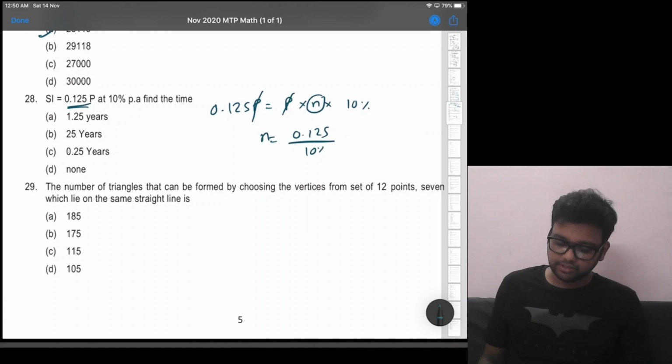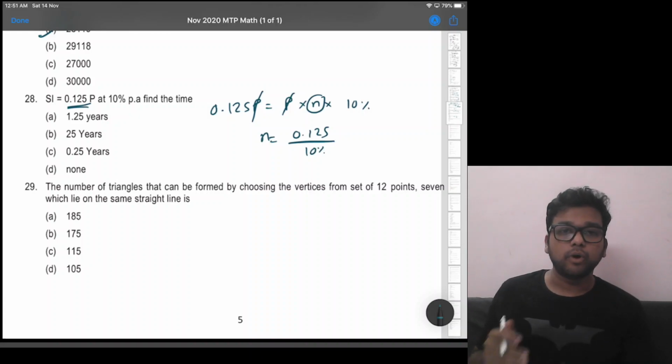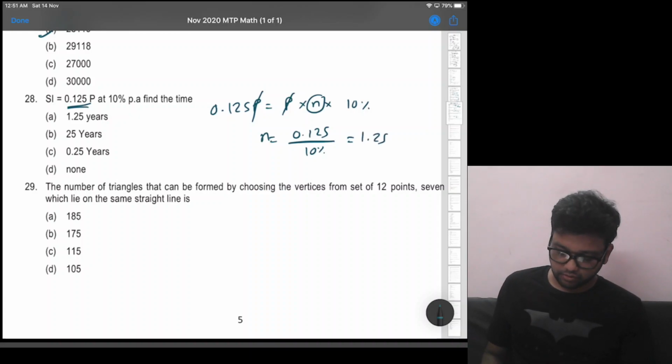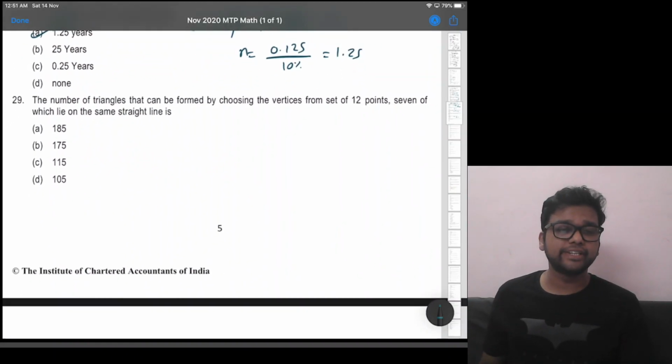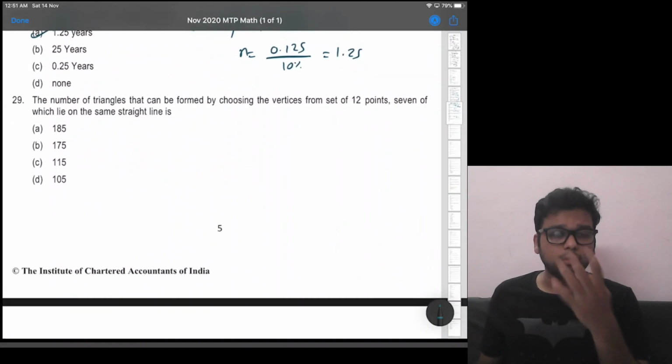0.125 divided by 10%. What is 0.125 divided by 10%? 1.25. Okay, so 1.25 years. Option A is the correct answer. Now permutations, number of combinations actually.